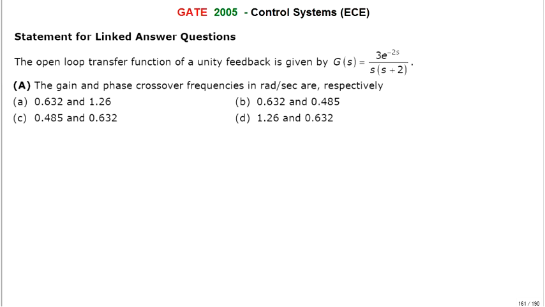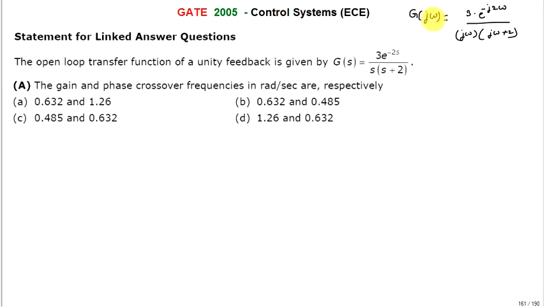To calculate them, first we need to write G(s) in terms of G(j omega). First replace s with j omega in this G(s). Then G(j omega) looks like 3e^(-j2 omega) divided by j omega into (j omega + 2). This is the transfer function in terms of omega. First we need to write the magnitude and phase equations for this.